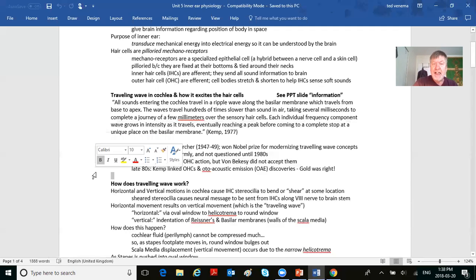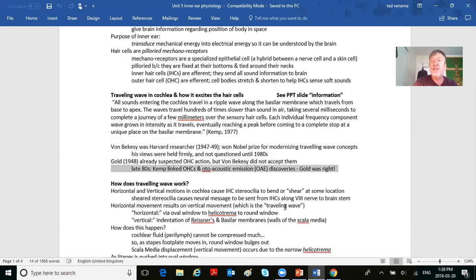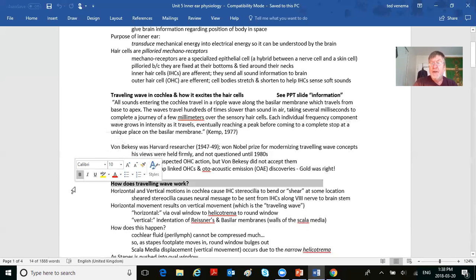In the late 1980s, a guy named Kemp, who's still living today, linked outer hair cells to otoacoustic emissions, proving that Gold was right. So you've got three names there. Traveling wave, how does it work?